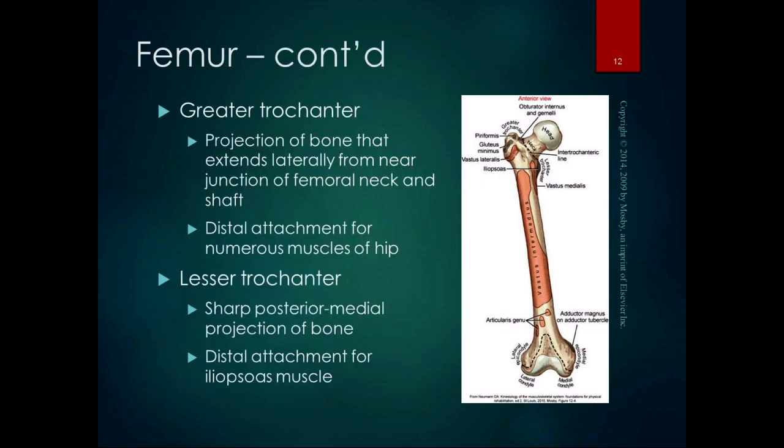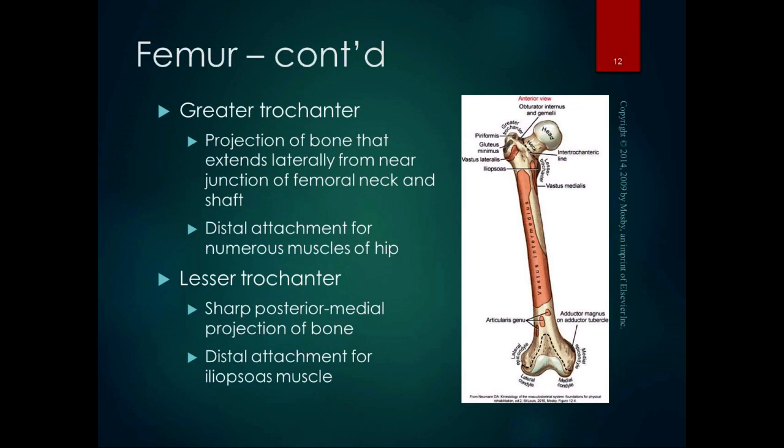So the greater trochanter, easily palpable on a human being. It's a projection of bone that extends laterally from near the junction of the femoral neck and shaft. It's a distal attachment for a huge number of hip muscles. So one of our discussion boards this week focuses on the greater trochanter. What attaches there? What's its clinical significance? Why do we care about the greater trochanter? We do. We care a lot about it.